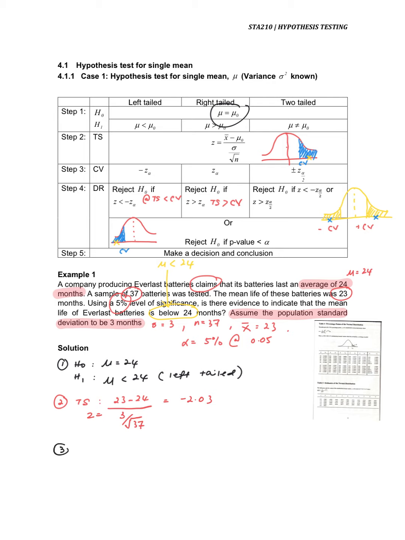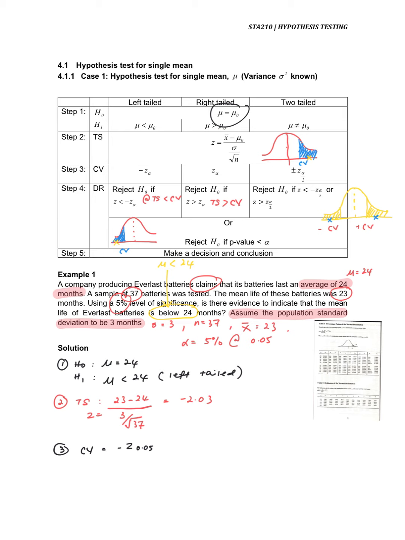Okay, next, step number 3, you have to find your critical value. Okay, so our critical value, don't forget to put a negative value because it was left tail. Okay, so our critical value is negative Z alpha. So our alpha is 0.05. So no need to divide our alpha because this is left tail test.